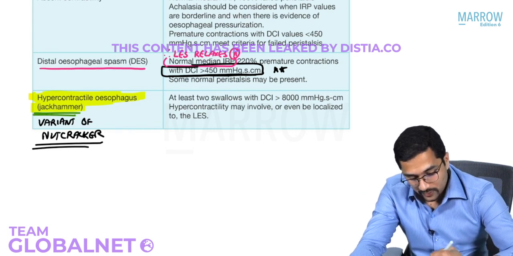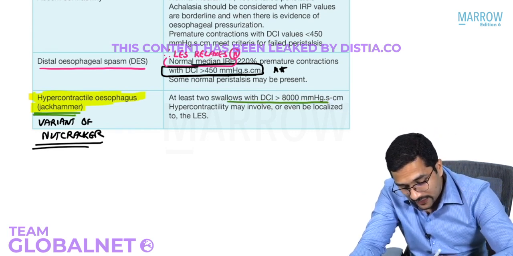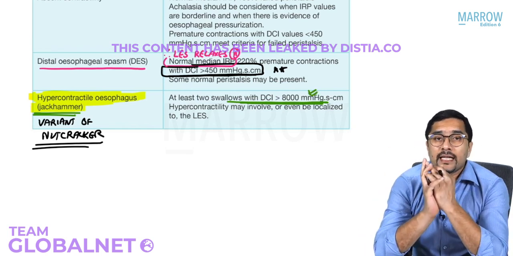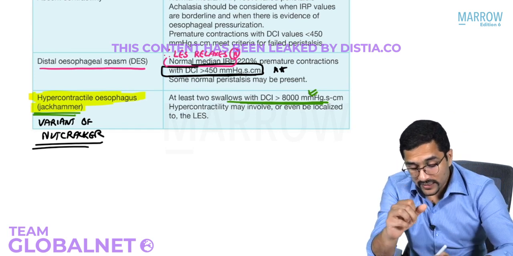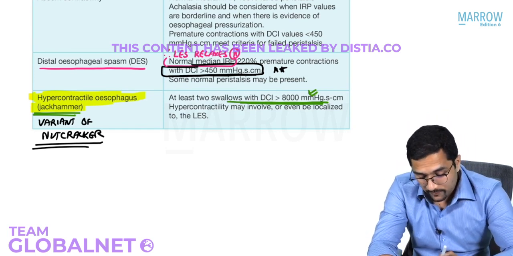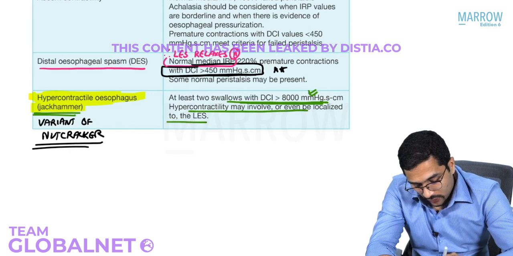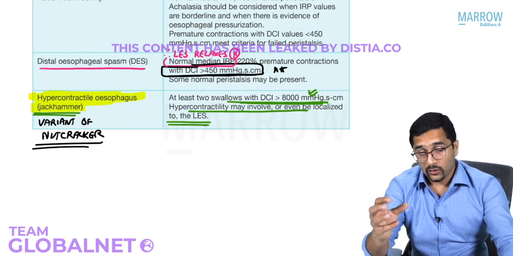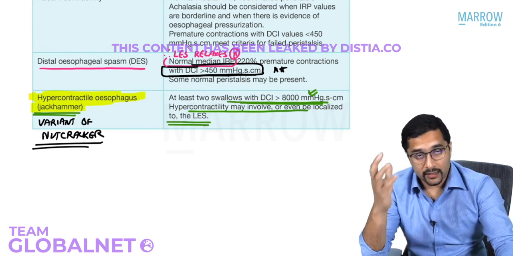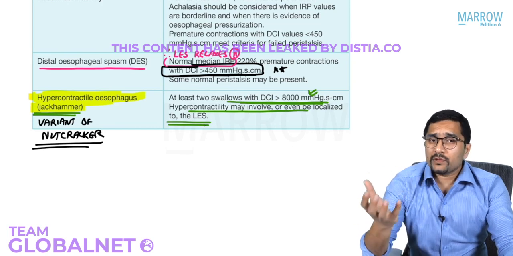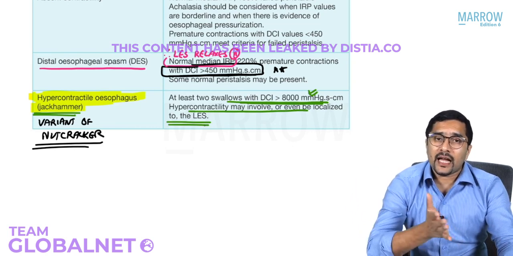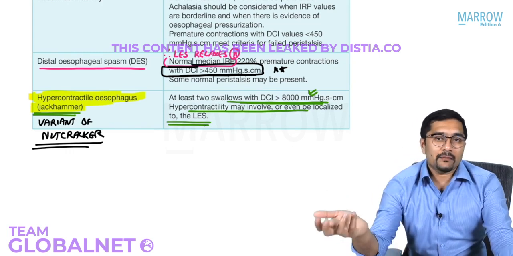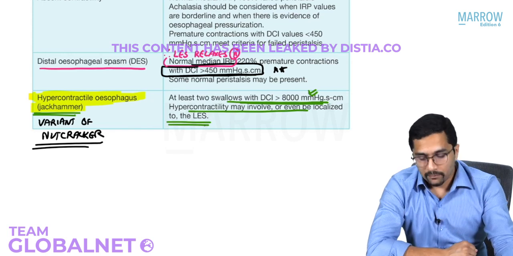I want you to know here that the DCI is very high, because there's tremendous pressure created inside the esophagus. The DCI is more than 8,000, and hypercontractility may even involve the lower esophageal sphincter. So you need to know that DCI is very high in patients with nutcracker. The management of nutcracker esophagus is on similar lines as distal esophageal spasm. We try medical management. If medical management fails, we have to carry out a myotomy.